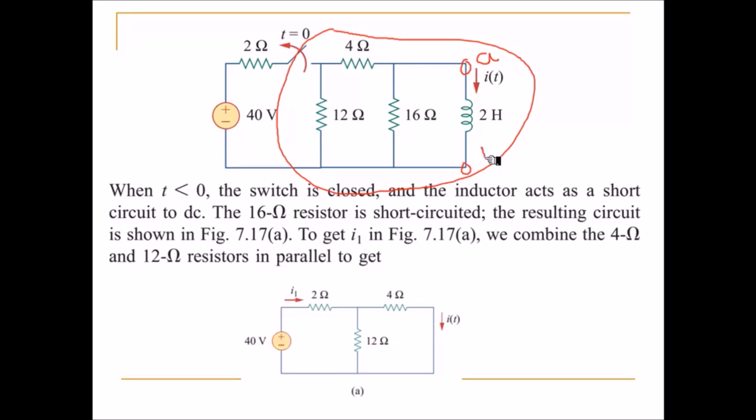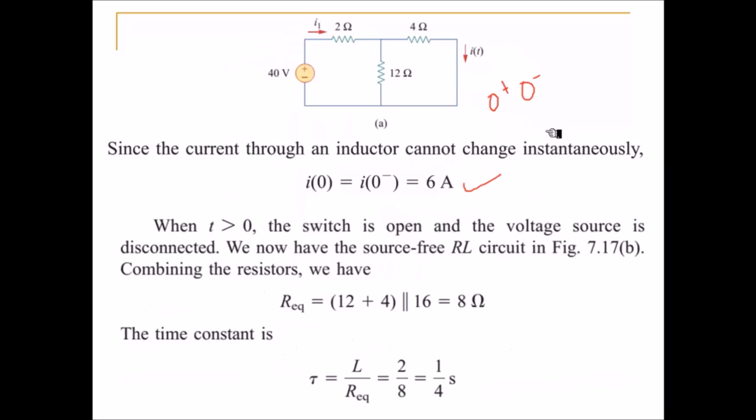You need to find the equivalent resistance across the terminals A and B. Looking at terminals A and B, you have a series connection of 4 ohms and 12 ohms. This series connection is in parallel with 16 ohms. So your equivalent resistance is 4 plus 12 in parallel with 16 ohms. By simplifying that, you will get 8 ohms as the equivalent resistance.